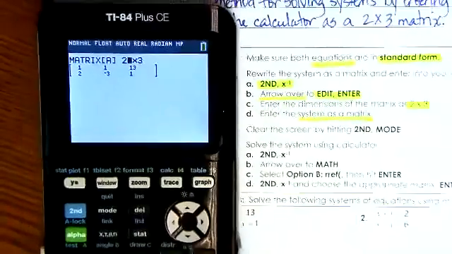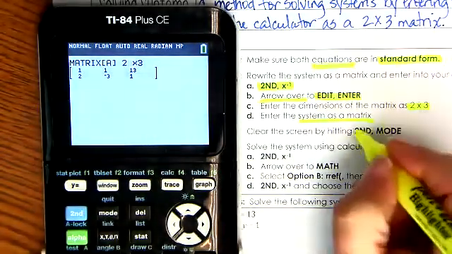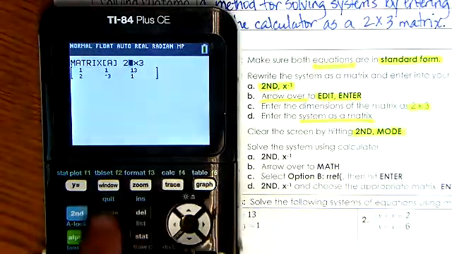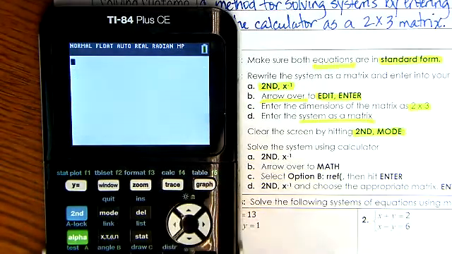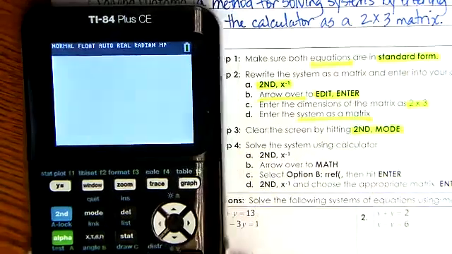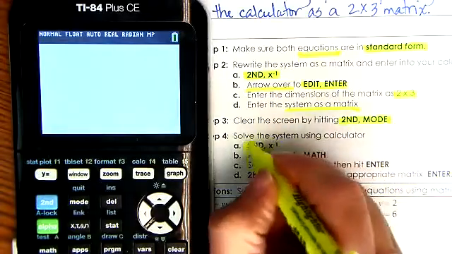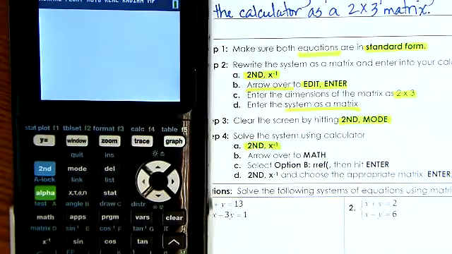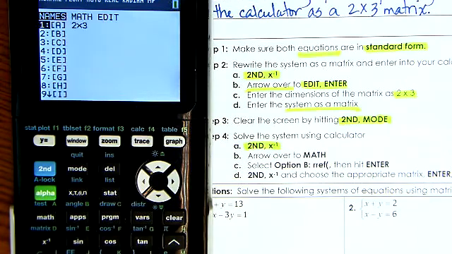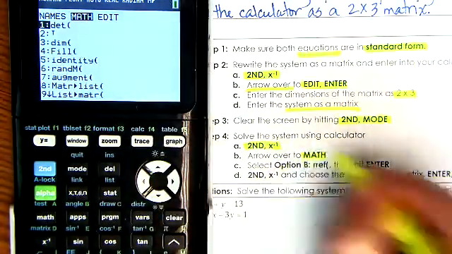And then after we've done that, here's an example of one right here. Okay, so I'm going to go back and I'm going to hit second mode, because notice the word quit, so I want to get out of what I'm doing. So I hit second mode to quit. You can use that for several things. Okay, now we're at step 4 and we want to solve it. So we go back into the matrix system. So I hit second matrix. Remember, that's the X up top. -1. Arrow over to math, because we want the calculator to do some math.